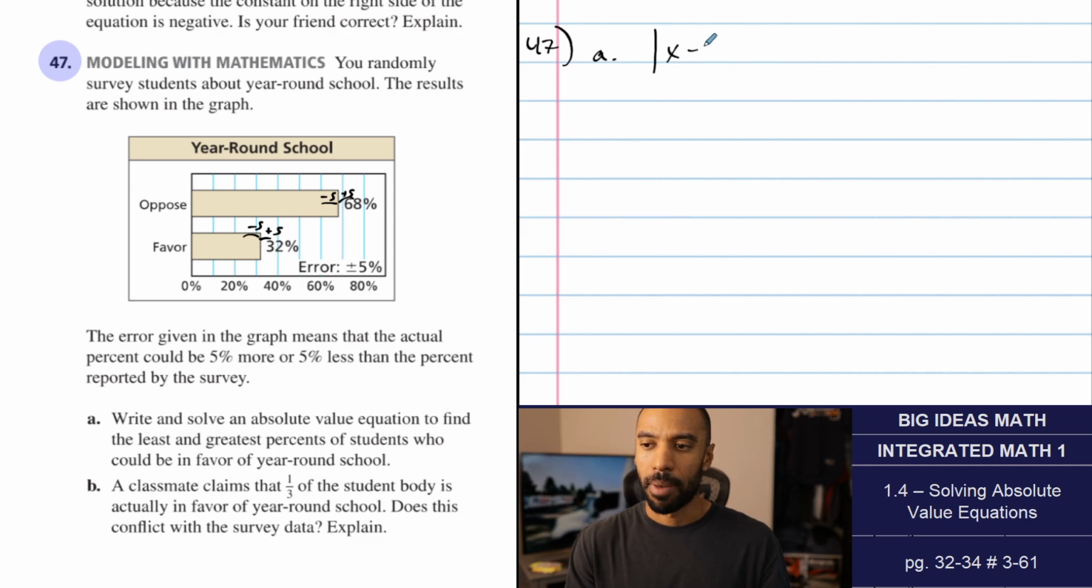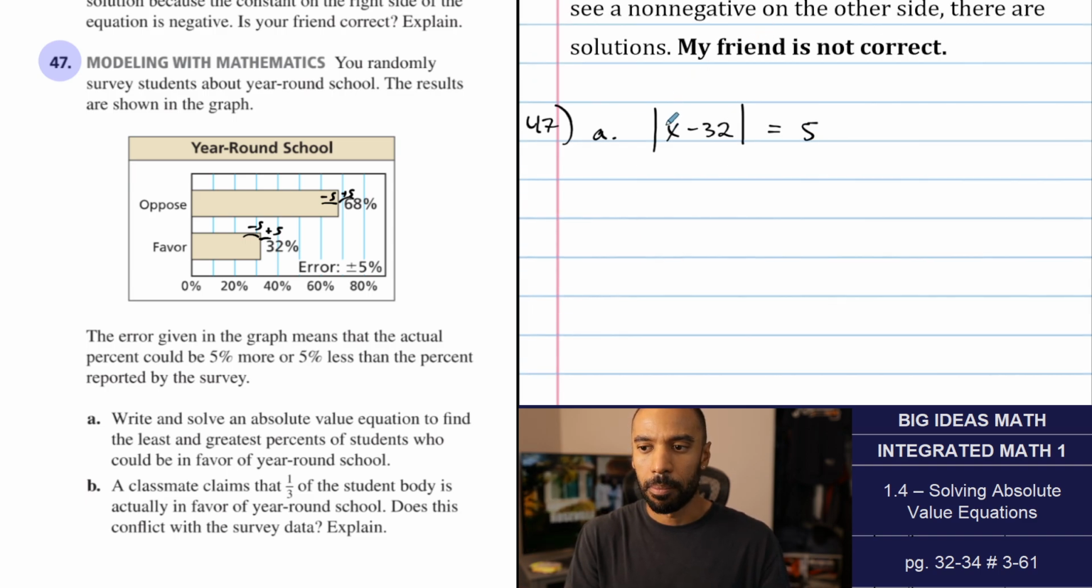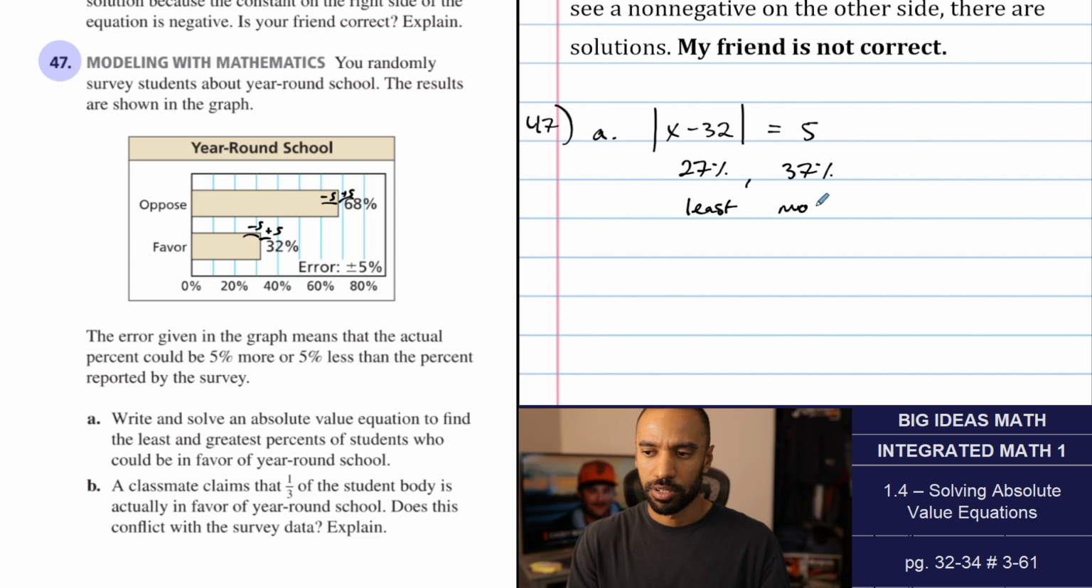So x minus 32 would be inside here, if you remember how that works. Absolute value of that equals 5. The distance from the actual percentage we're talking about with 32 can be as much as 5 in either direction. So what's the percentages there? 32 minus 5 is 27% least and 37% most. Least in favor, most in favor.